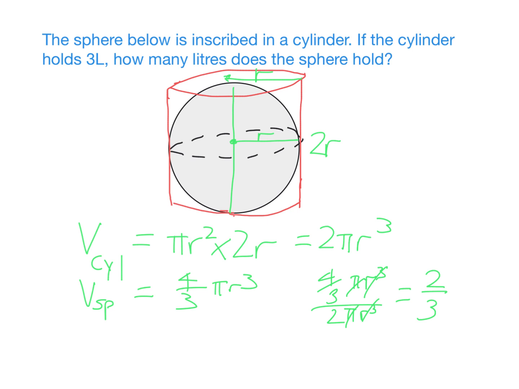So that always works. In fact, that's how the formula for volume of a sphere was discovered. It's just 2/3 of the volume of the cylinder in which it's inscribed. So if the volume of the cylinder is 3 litres, the volume of the sphere is just 2/3 of that, which is 2 litres. All right, one more problem to do and then we're done.